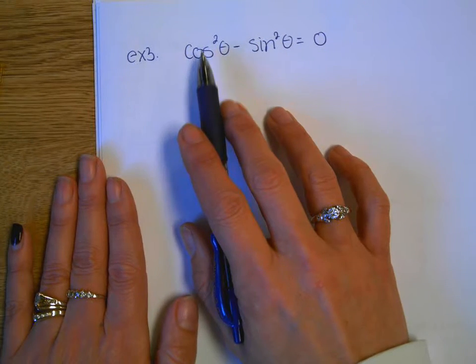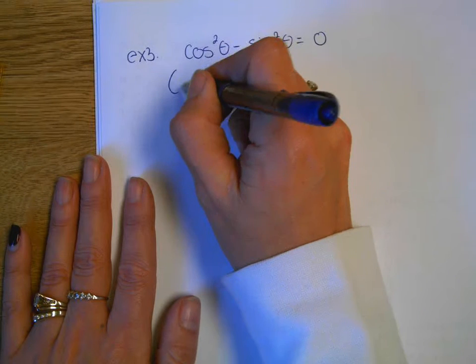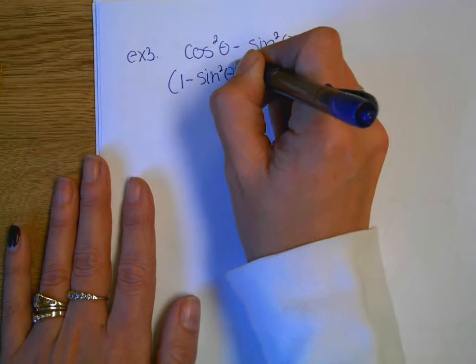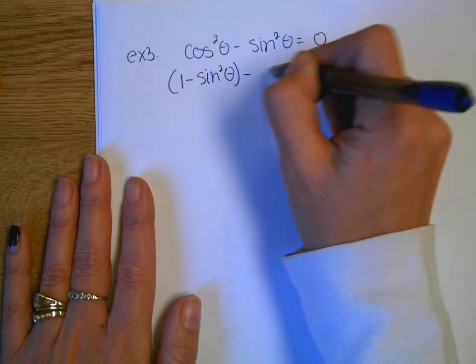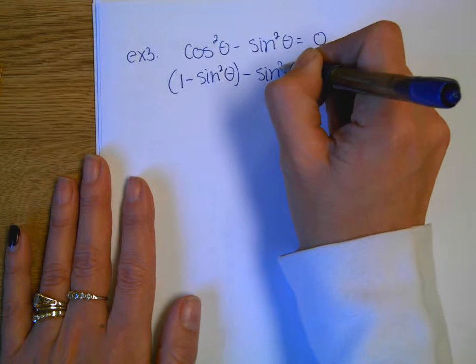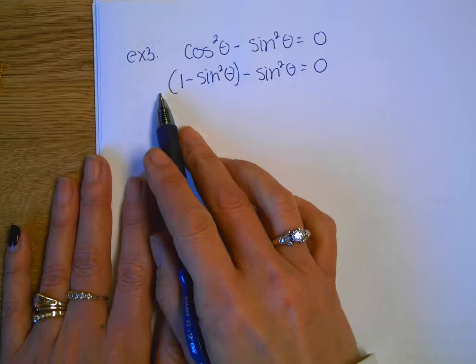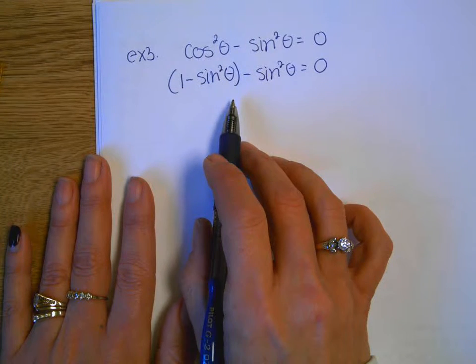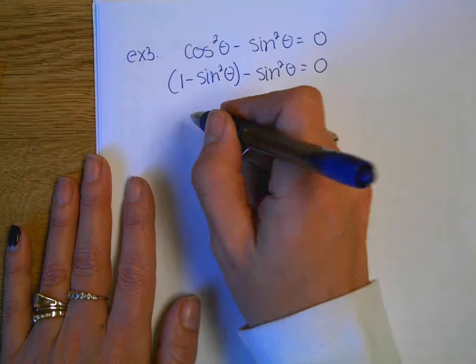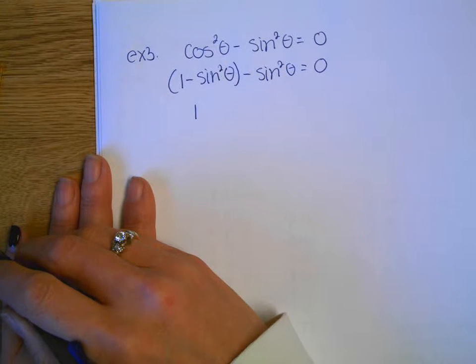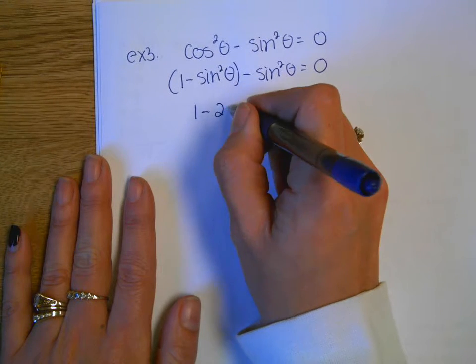All right, because that's out in front. What does cosine squared equal? 1 minus sine squared. I'm going to put it in parentheses just to keep the habit. Then I've got a minus sine squared equals 0. But what's out in front of my parentheses this time? A positive 1. So I can just drop the parentheses. So I'll have 1. What happens to my sine squared? Minus 2 sine squared.